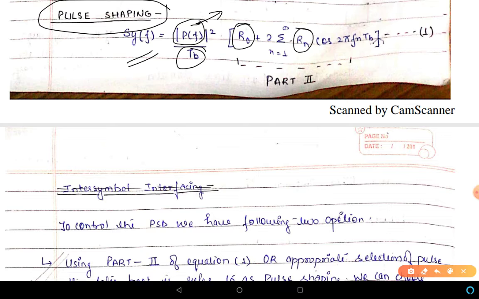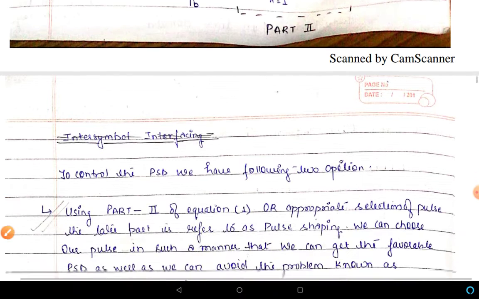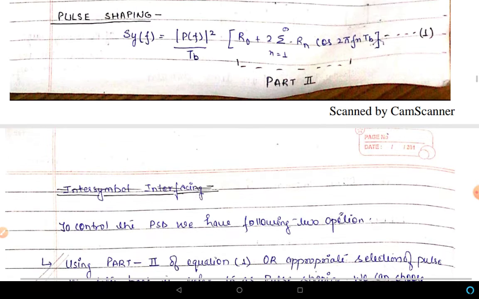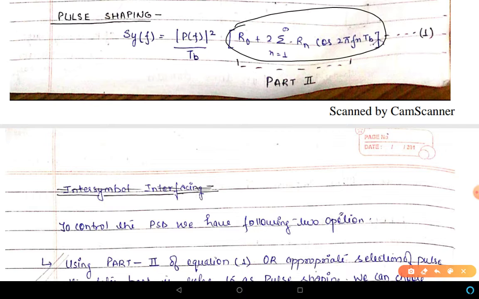R0 and Rn are basically the statistics defined in the previous lecture. TB is the duration of the pulse. Now the question arises: if I am interested in controlling the PSD, because the PSD has to be favorable, as I need to control something called intersymbol interference, then what should be done? How to control that? To control the PSD, I have two options. One is that I should work on this part of the equation so that the power spectral density is controlled. I can get a favorable PSD.